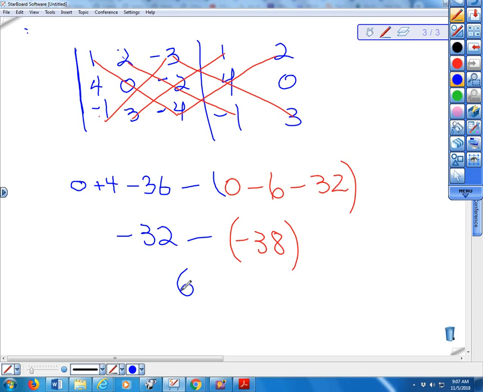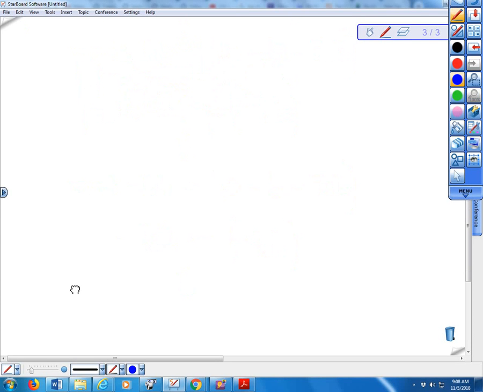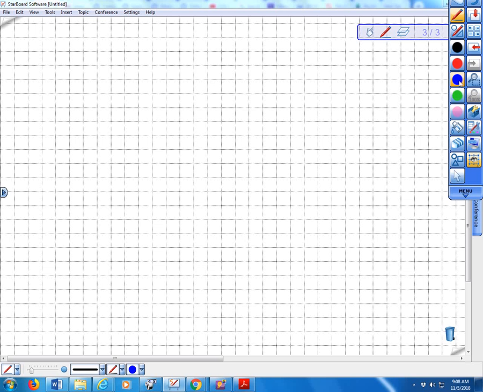One more thing I want to talk about. You can use determinants to find the area of a triangle if you're given 3 points on the triangle. And many times, I'm going to make up 3 points.